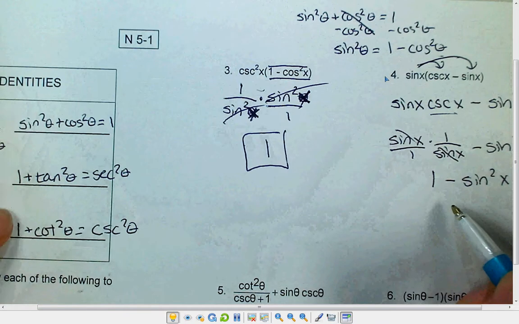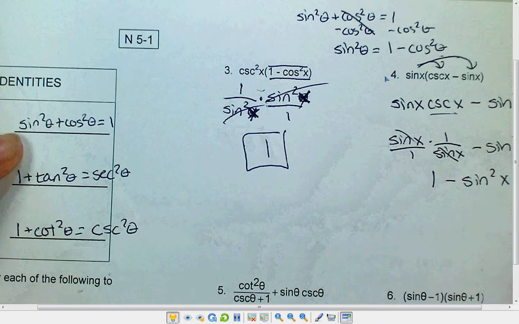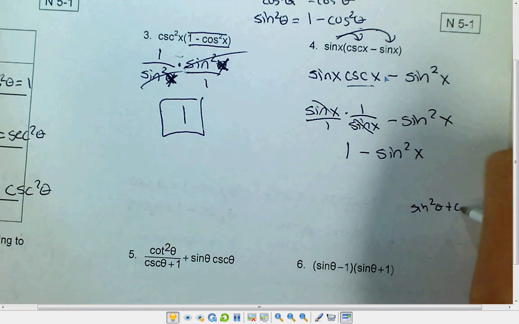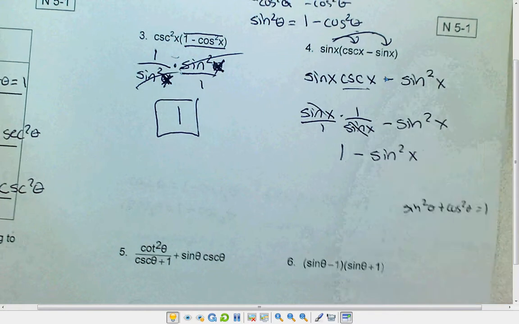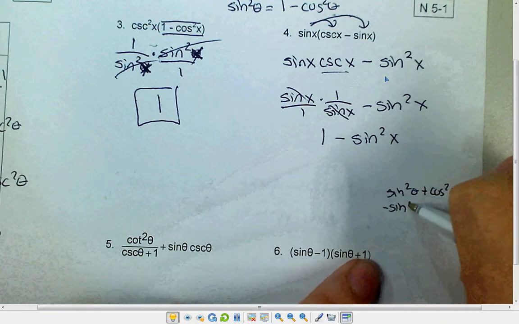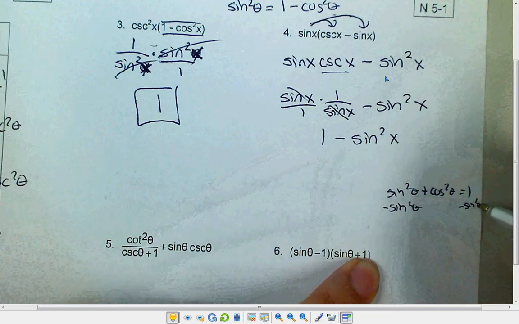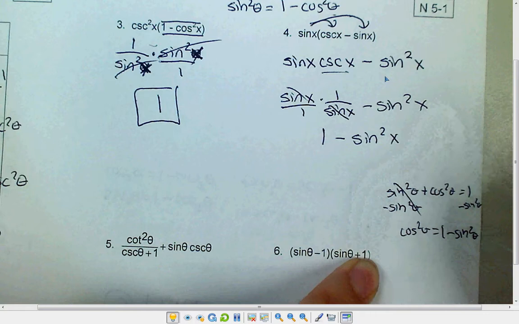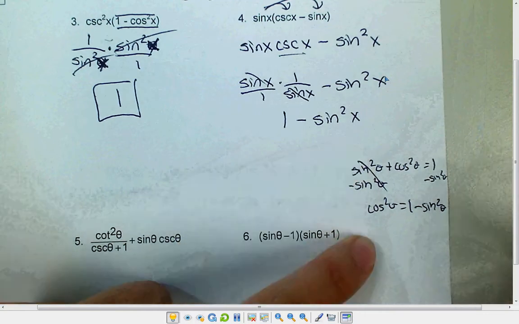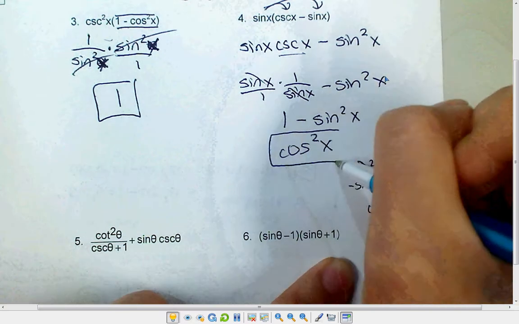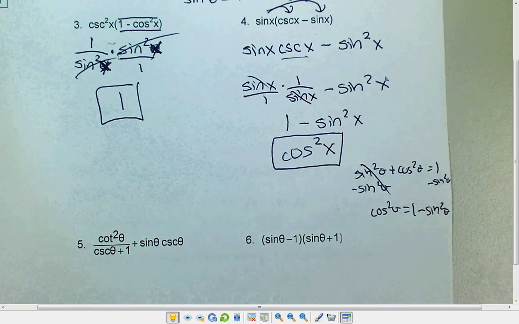of our Pythagorean identities. So right here, I have sine squared plus cosine squared equals 1. If I want it to be 1 minus sine squared, I would subtract sine squared from both sides, which gives us cosine squared equals 1 minus sine squared. So 1 minus sine squared is equivalent to cosine squared, so I can just rewrite this as cosine squared x. And that is one term by itself, so that could be my answer.